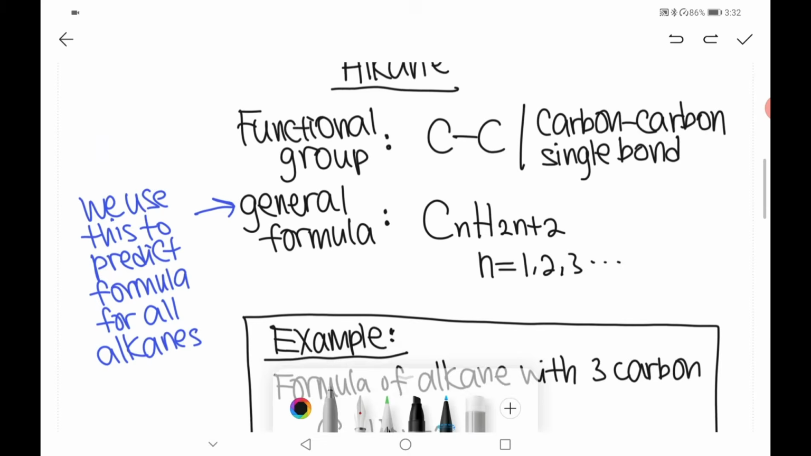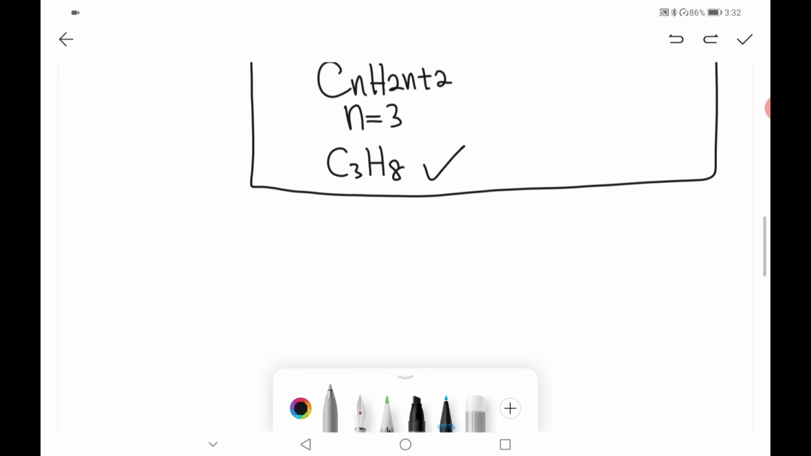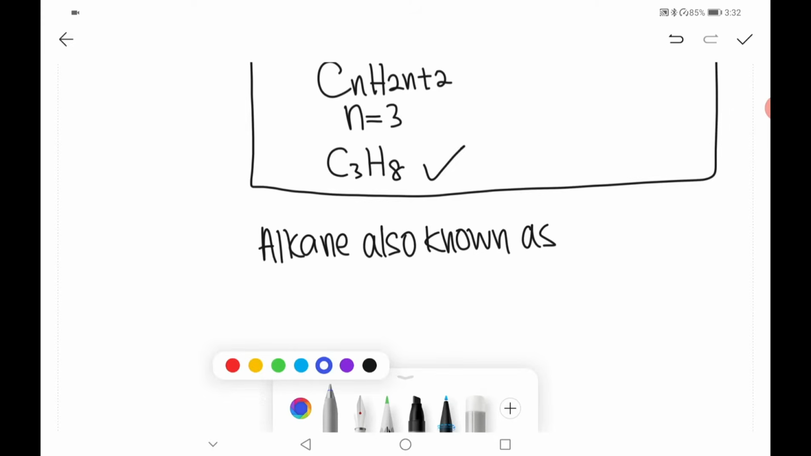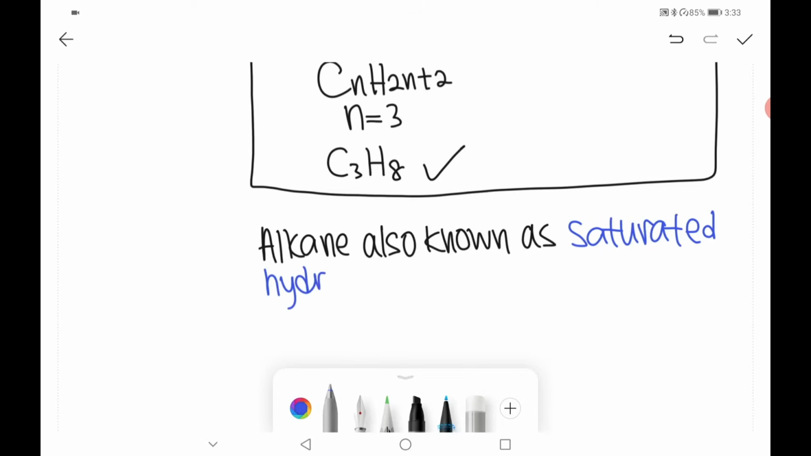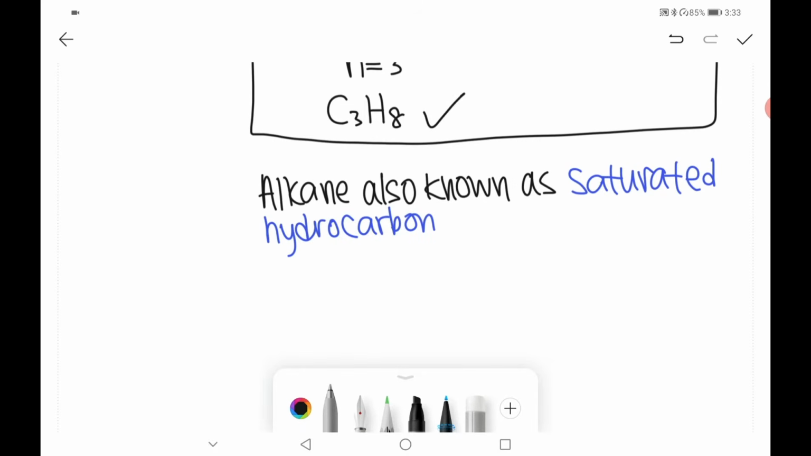So the next thing you have to know is that alkane has a nickname. Alkane is also known as saturated hydrocarbon. So when you see the words saturated hydrocarbon, actually they are talking about alkane. Why can we call alkane a saturated hydrocarbon?